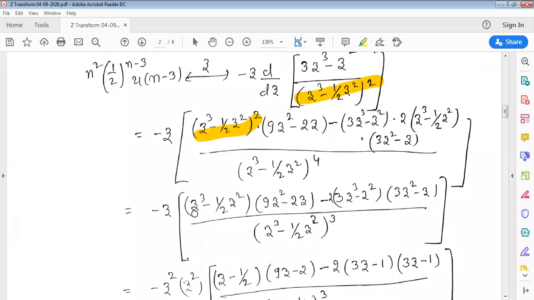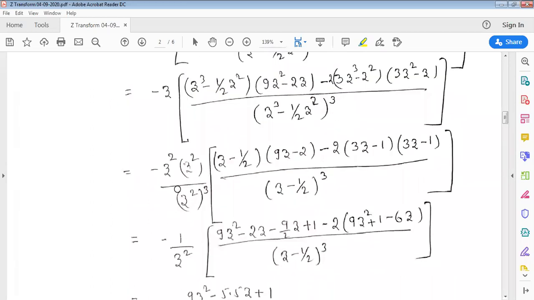What remains is only z cube minus 1 by 2 z square into 9z square minus 2z minus 2. The 2 is written here: 3z cube minus z square, into this term, is cancelled because of taking common, into 3z square minus z. Okay, so one term cancels in the denominator, and the remaining thing is z cube minus 1 by 2 z square whole cube. Once I have done this, now in the first term, what is common?